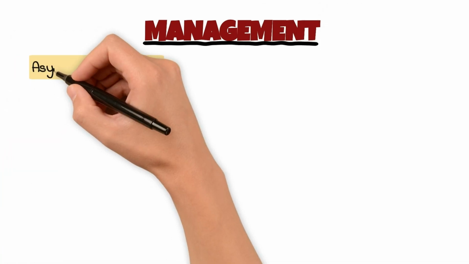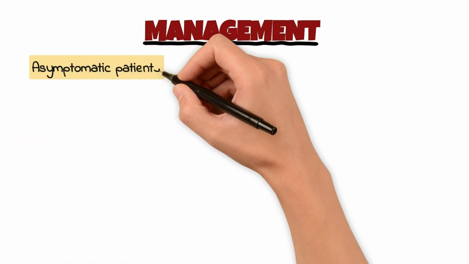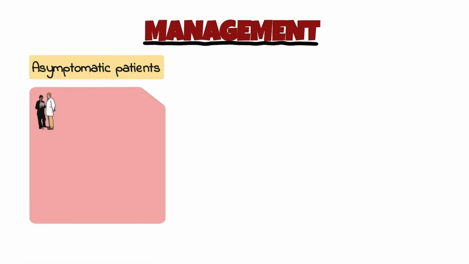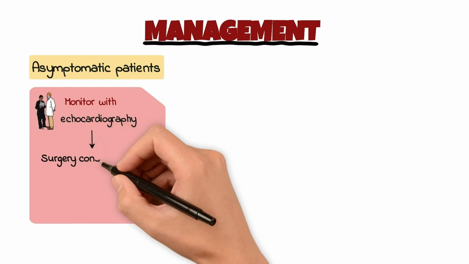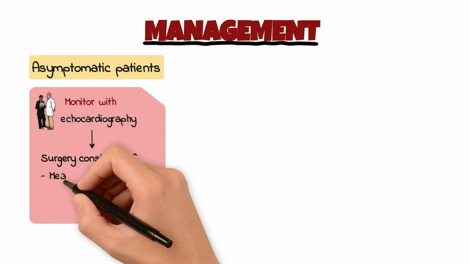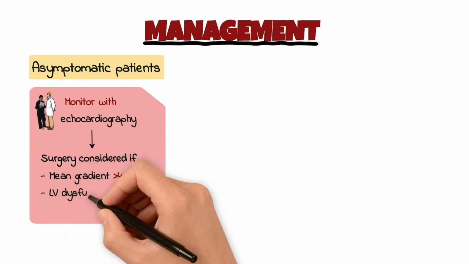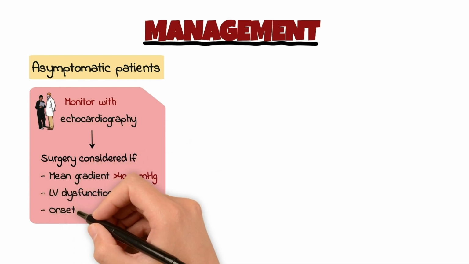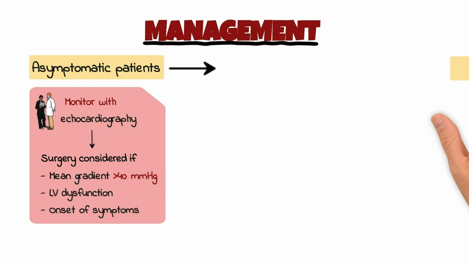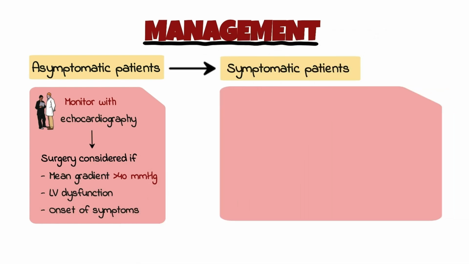Management. Asymptomatic patients with severe aortic stenosis may not require immediate intervention, but should be monitored with echocardiography. Surgery is considered if mean gradient is over 40 mmHg, left ventricular dysfunction, and onset of symptoms. Symptomatic patients require aortic valve replacement, AVR.